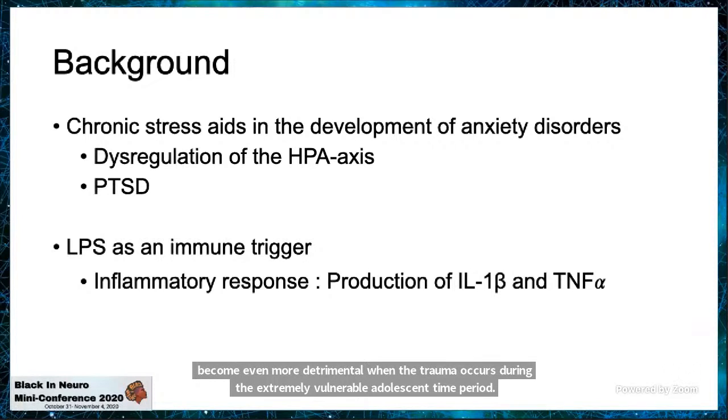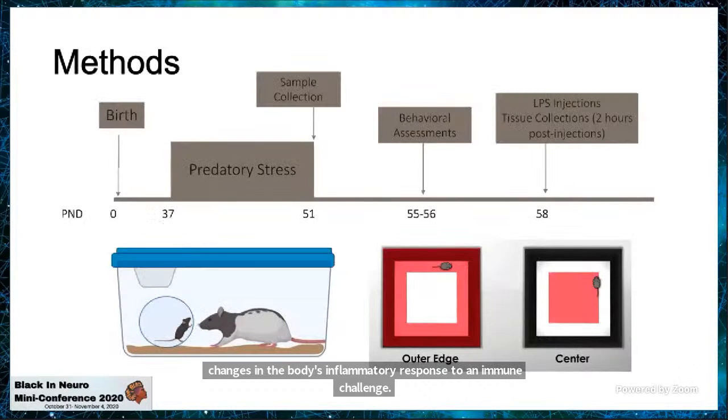This trigger was expected to cause an exaggerated immune response, as demonstrated by increased production of the cytokines IL-1 beta, which regulates inflammatory cell recruitment, and TNF-alpha, which induces fever and inflammation.